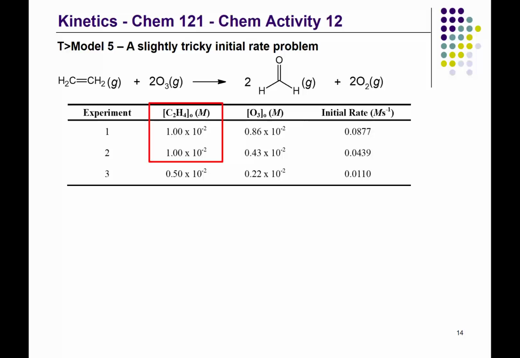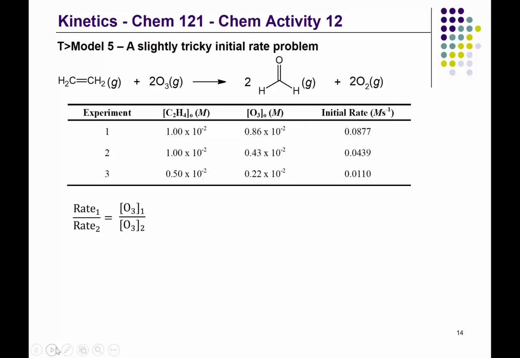So if we compare experiments 1 and 2, you can see that we keep ethene's concentration constant, and we change the ozone concentration. So then we write out, in a sense, a modified version of the rate law. It would look something like this. Rate 1 divided by rate 2 is equal to the ozone concentration 1 divided by the ozone concentration 2. Now, as I've mentioned before, I encourage you to put in the numerator those values that are larger concentrations, larger rates. It makes the math easier as you're going along.